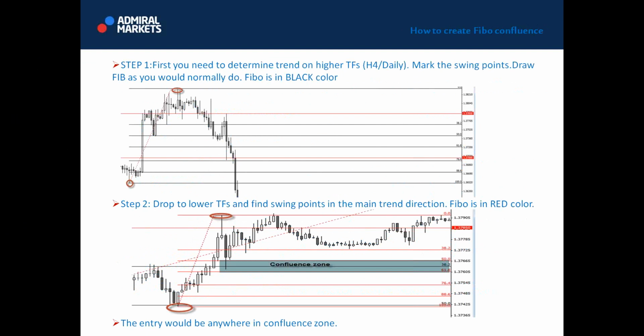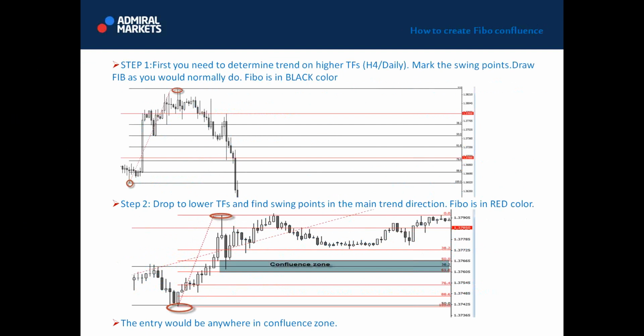First, we need to determine trend on higher time frames. Let's say we use it on intraday trading, so we open the 4-hour time frame. Then we mark the swing points. As I told you, when Chris and I had a webinar with you on Fibo drawing and charting, you always draw Fib from the left to the right. And let's say that this is an uptrend, as we can see in the first picture.